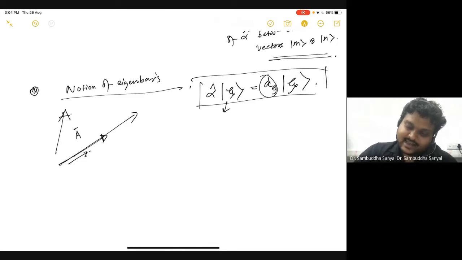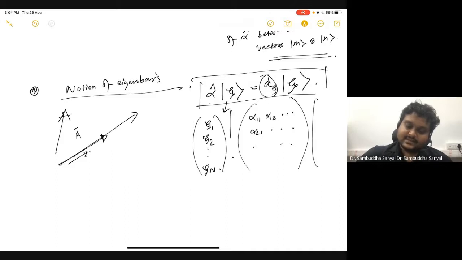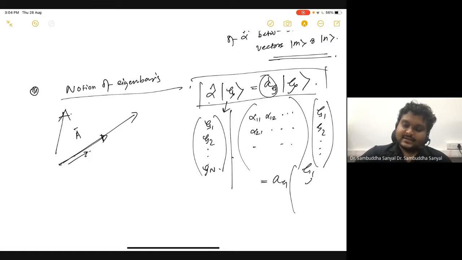So this is again basically some object like this, some vector in your generic language. This alpha again is some matrix form, so a vector converting to a vector. The notation comes like alpha 1 2 dot dot dot alpha 2 1, some matrix which acts on this and gives a scalar times this vector. So this is a linear system of equations.